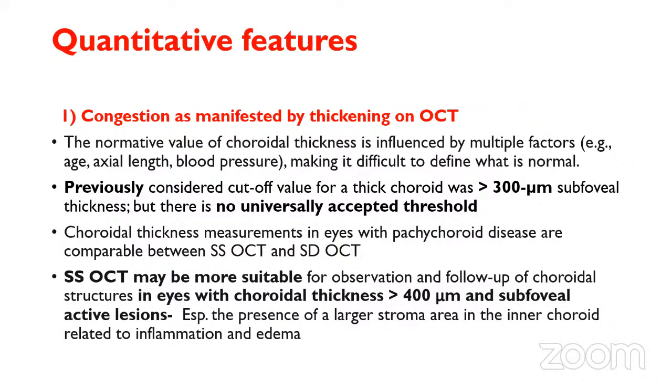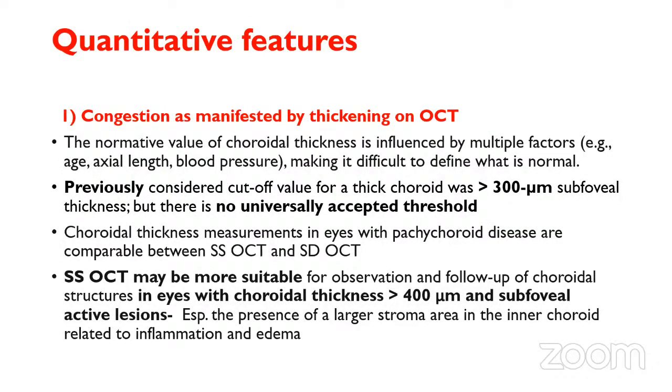Now, various quantitative features. First is congestion as manifested by thickening on the OCT. Normative value of choroidal thickness is influenced by multiple factors like age, axial length, blood pressure, making it difficult to define what is normal. Previously, the cutoff value considered was more than 300 microns subfoveal thickness, but there is no universally accepted threshold. Choroidal thickness measurements in eyes in pachychoroid disease are comparable between spectral domain and swept source OCT. However, swept source OCT may be more suitable in eyes with choroidal thickness more than 400 microns and subfoveal active lesions, especially in the presence of large stromal area in the inner choroid related to inflammation and edema.